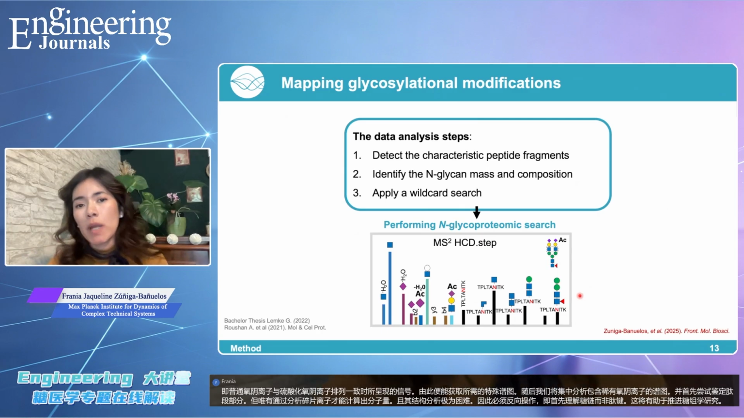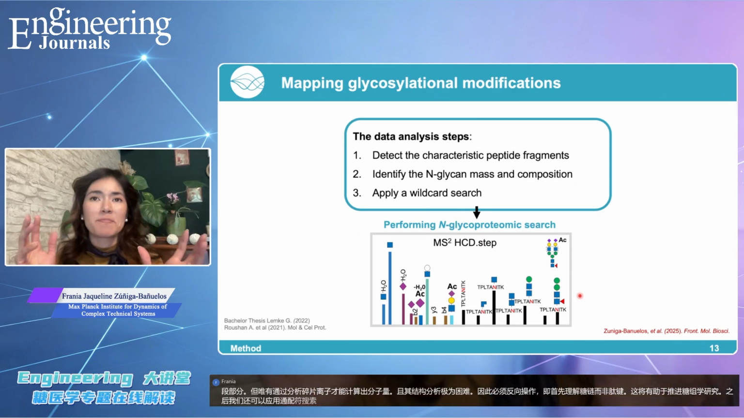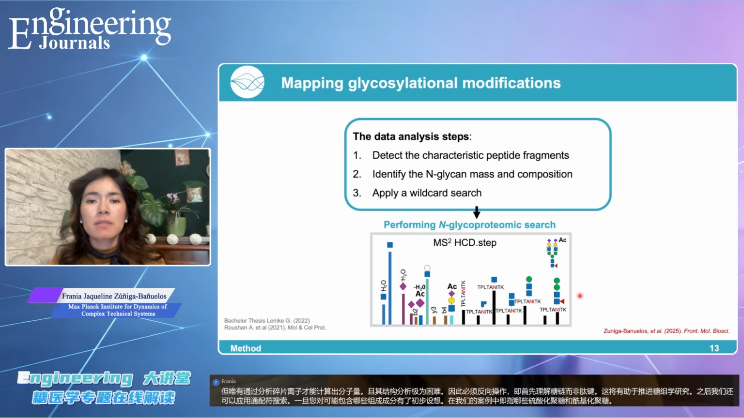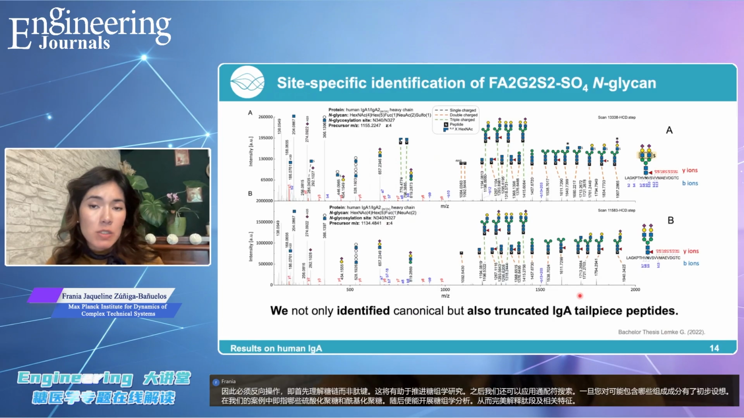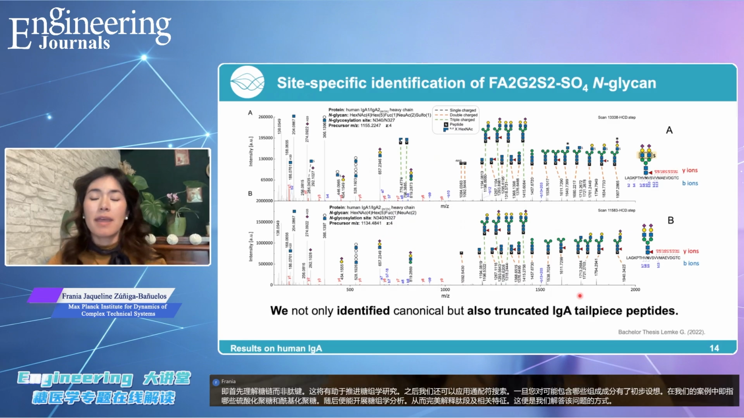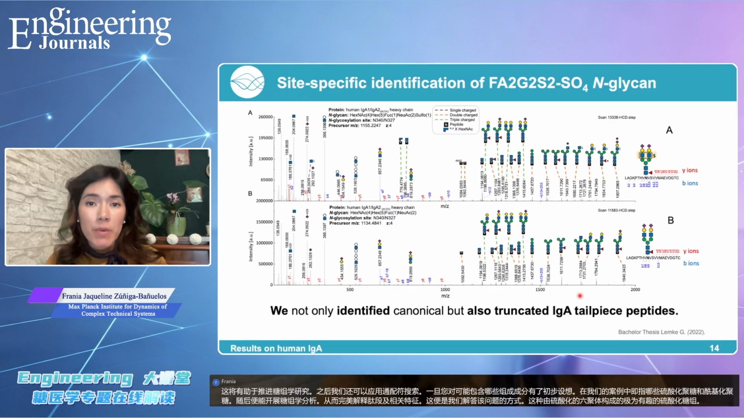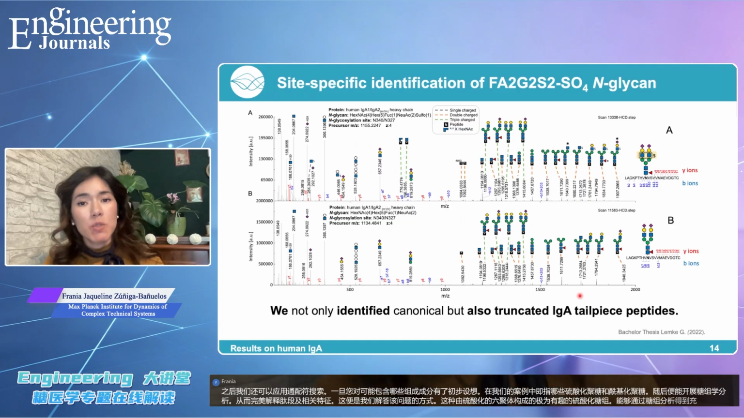Later, we can also apply a wildcard search once you have an imagination of which compositions can be included in your data. In our case, which sulfated N-glycans and acetylated N-glycans were there. And then we can conduct a glycoproteomic search that explains perfectly the peptide and the glycan. And this is how we could answer that this very interesting sulfated HexNAc glycan, well described by glycomic analysis, is attached to the tailpiece of IgA.